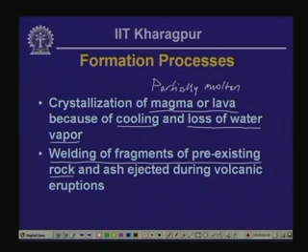Okay. Now, the second process that is involved here is welding of fragments of pre-existing rock. Pre-existing rock can be broken into smaller pieces because of volcanic activities, and it may get ejected during volcanic activities, and the resulting fragments may get welded because of the heat within the ejected material. The ash that is ejected during the volcanic activity can also get heat welded, and this is another process involved in the formation of volcanic rocks.